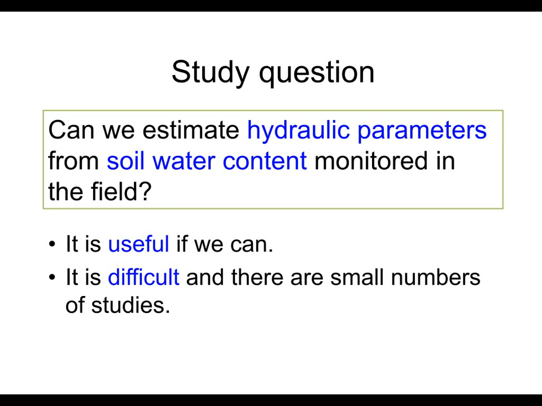It is useful if we can make such estimation because soil water data are becoming easily available these days. Moreover, measurement of hydraulic parameters in laboratory is time-consuming and requires special technique, so we want to estimate directly from field data. However, it is difficult to make such estimation because water flow in natural condition is not uniform. It is not controlled as in laboratory. Therefore, there are small numbers of such studies. We challenged this difficulty and tried to make such estimation.